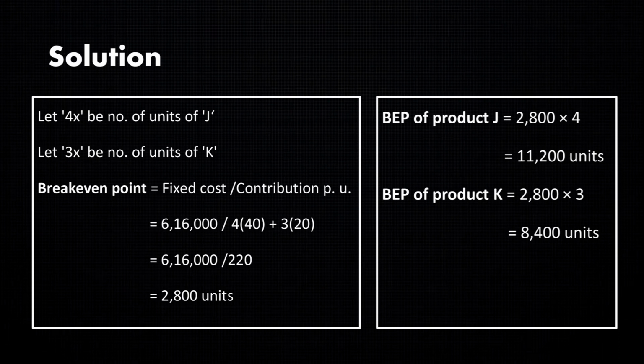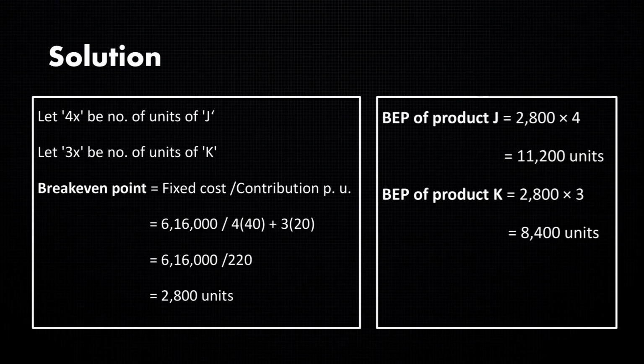First of all, we denote 4x as the number of units for J. From the question, the units for J are 4 and for K are 3. So 4x is the number of units of J, and for K we denote the number of units as 3x. Next we can find the break-even point.